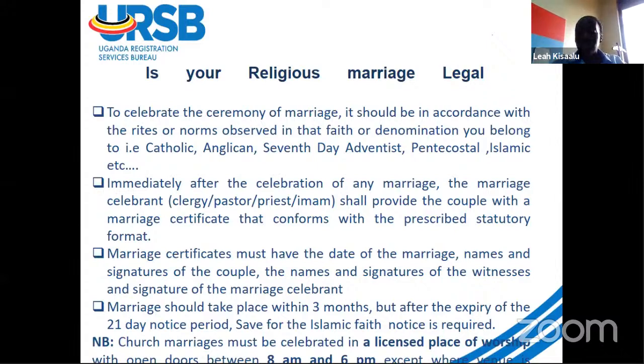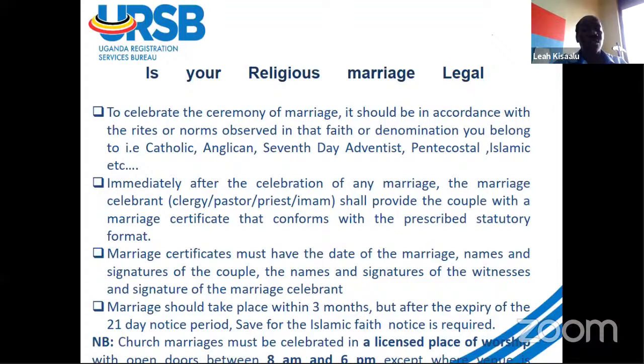Then, what makes a certificate valid? Besides you having a religious marriage, and probably your church has been gazetted and you've gotten your certificate, a certificate must have the couple's names. It must be signed by the couple. It must be witnessed by at least 2 people and the celebrant who has married you.